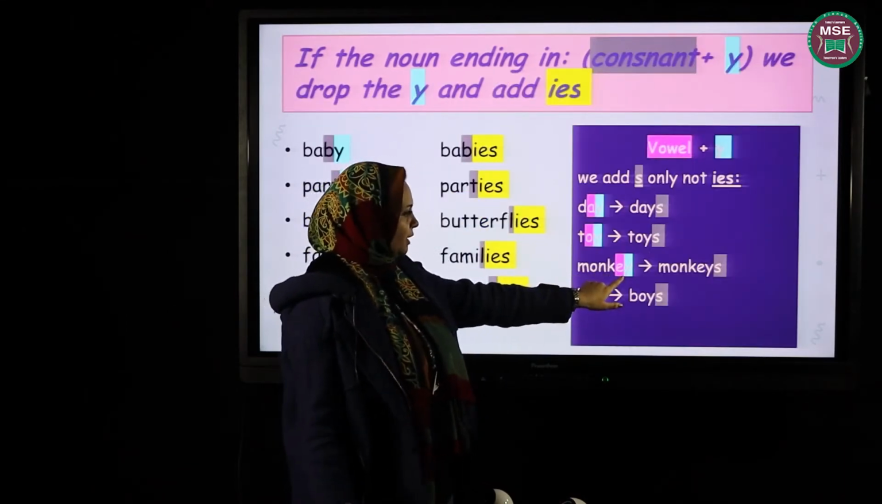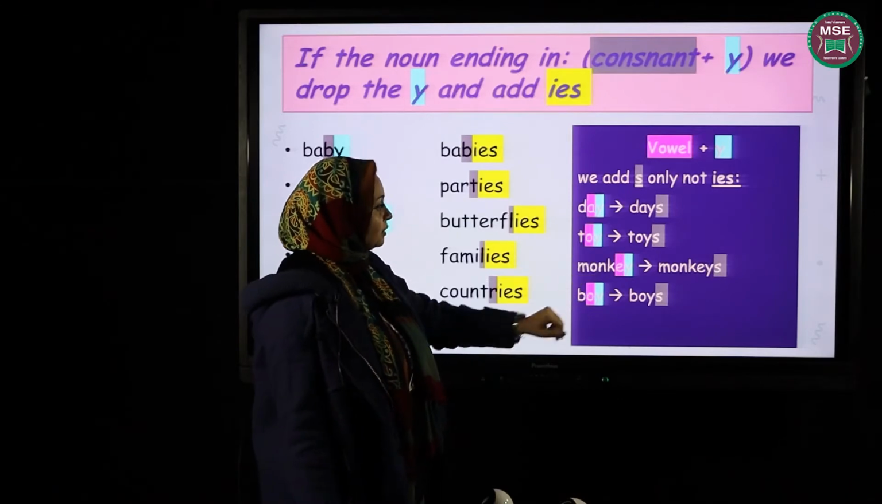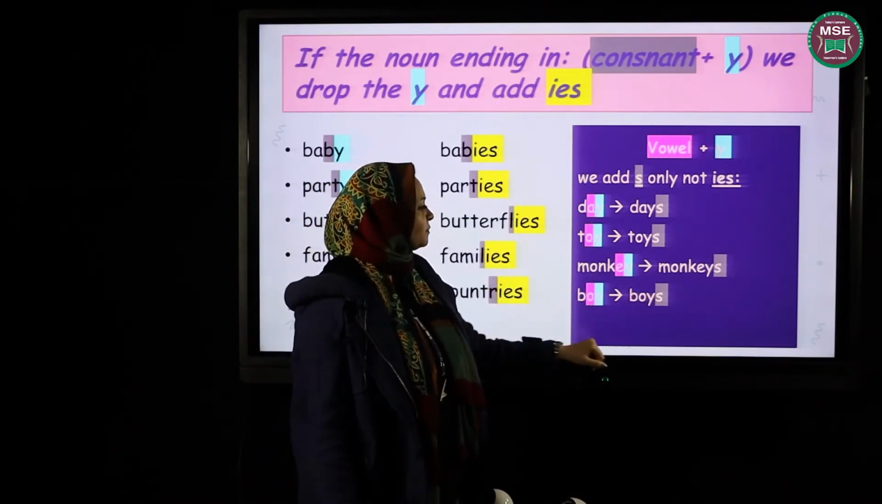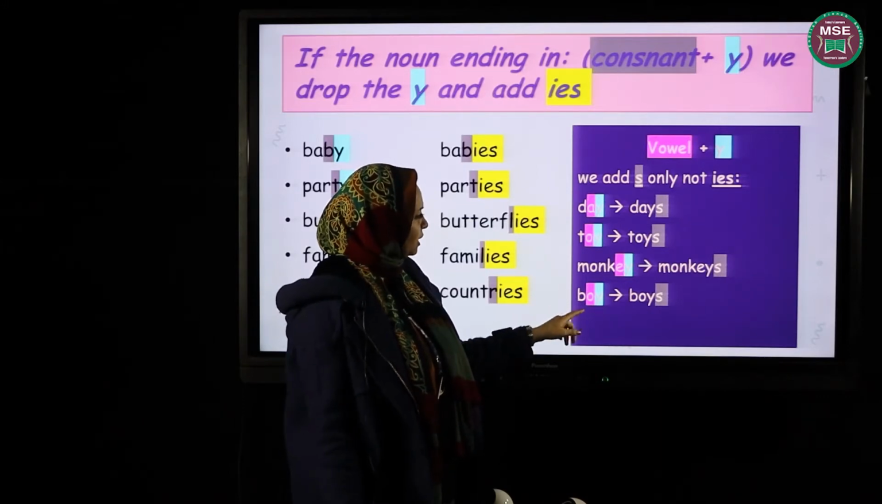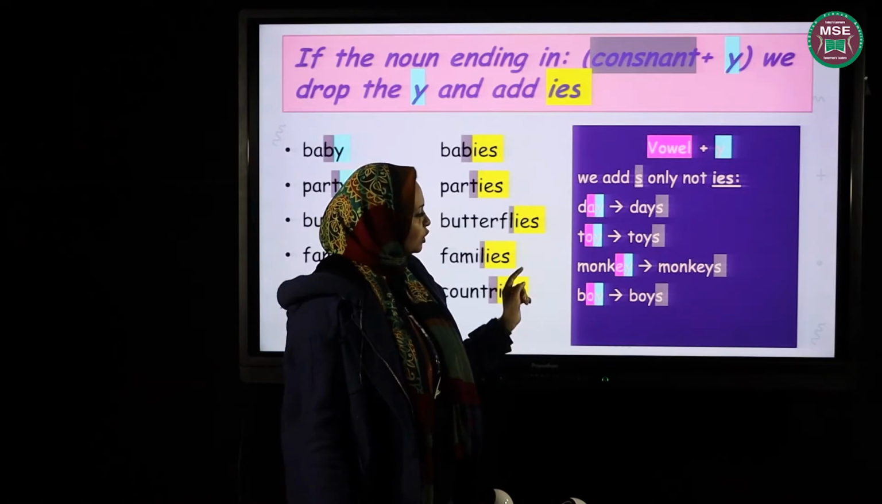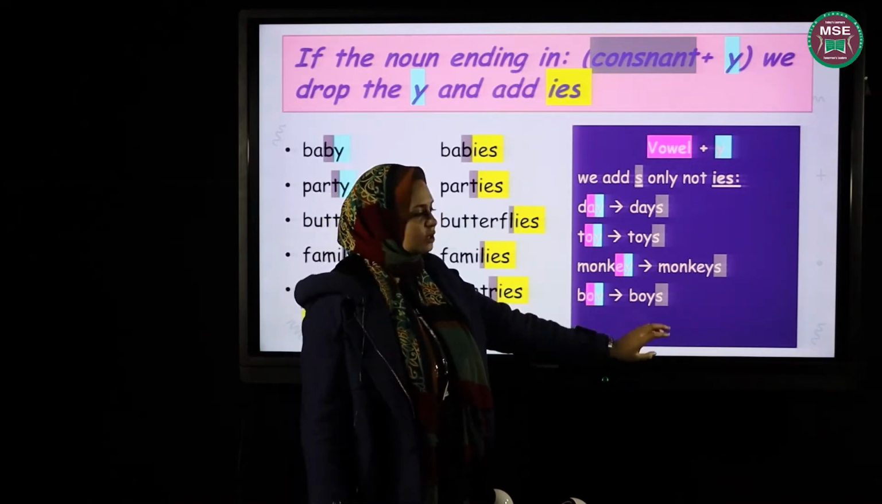Monkey ends with Y, and before the Y is E, and this is a vowel, so you're gonna leave it and put just S. And here is boy. Boy ends with Y, and before the Y, O, and O is a vowel, so we're gonna keep the Y and put just S.